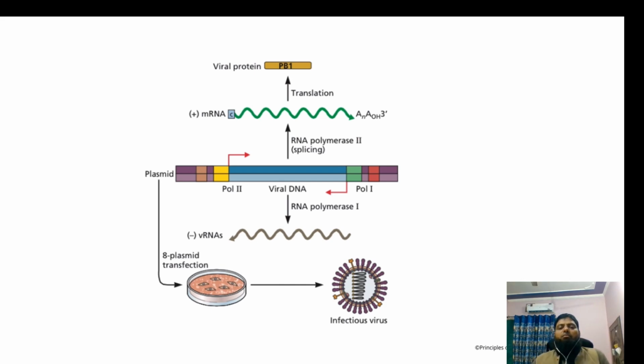And in addition to that, the plus sense RNA will act as a messenger RNA to convert the genetic information to certain protein form. And once this plasmid has been synthesized, it can be transported into the cells, and when it is translated and copied, we will get the infectious virus particles.